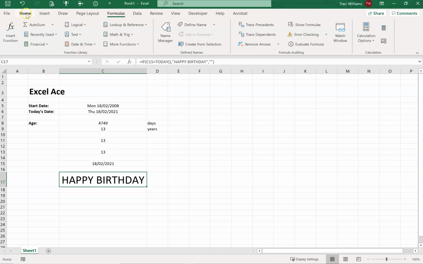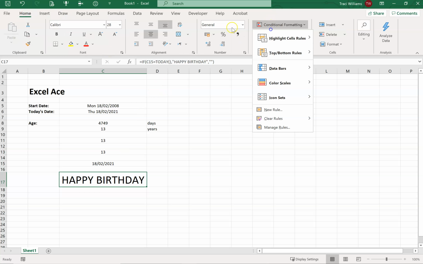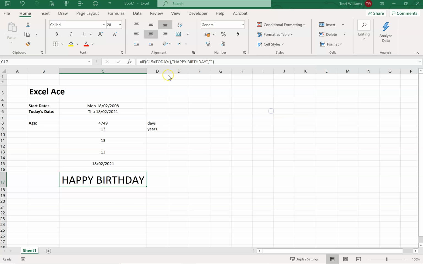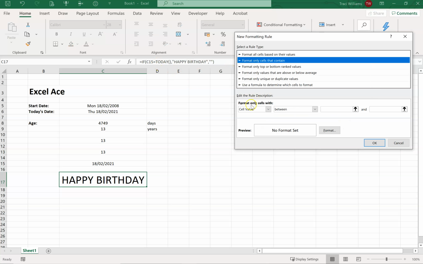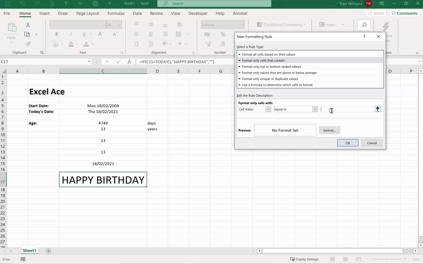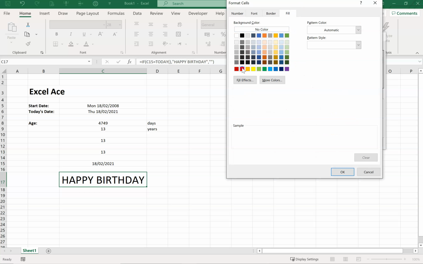We could then as well, and I probably would, put conditional formatting on that cell. So in a new rule, I would say format cells that contain a cell value equal to, and again, speech marks are required, happy birthday. So if it's happy birthday, format that cell with a red fill.